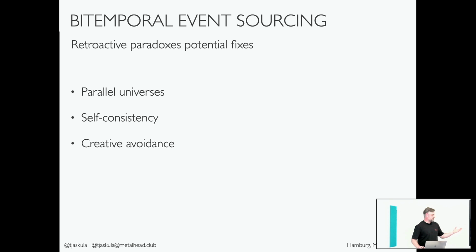And for example, creative avoidance: if we go back to the example of a grandson going to the past, we could say that maybe it could happen because in fact his grandfather is not his biological grandfather. So there are many ways of working around the problem.